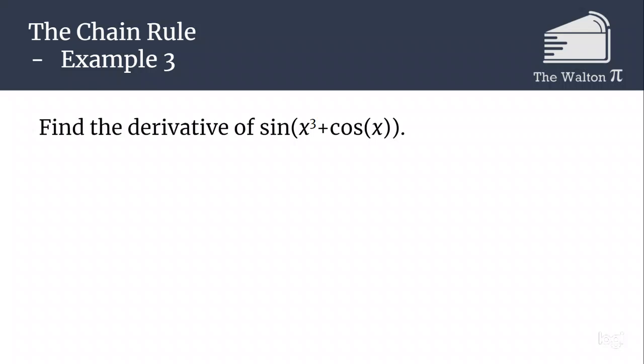Let's find the derivative of sine of (x cubed + cosine of x). This is an example of one where we can't expand it, and why we need to have the chain rule in order to even approach this sort of problem.